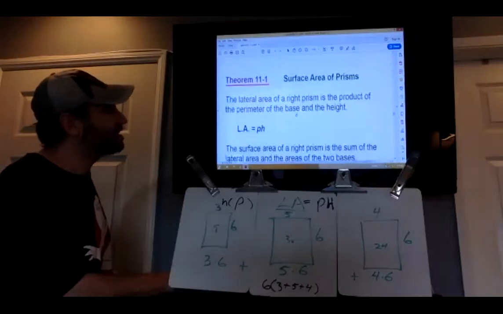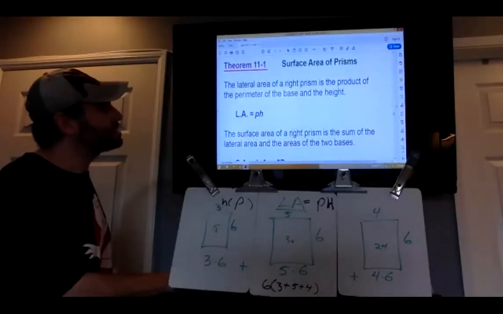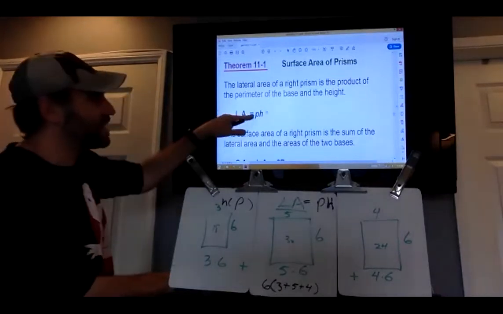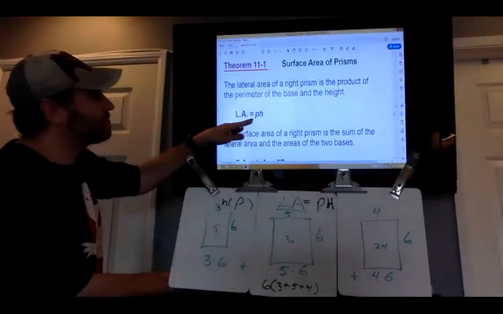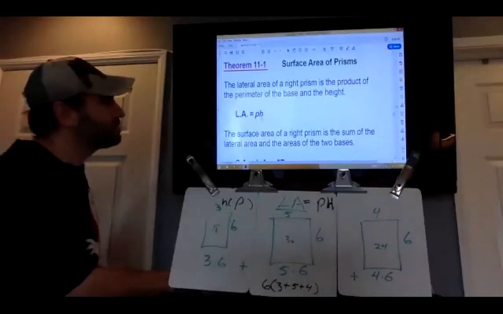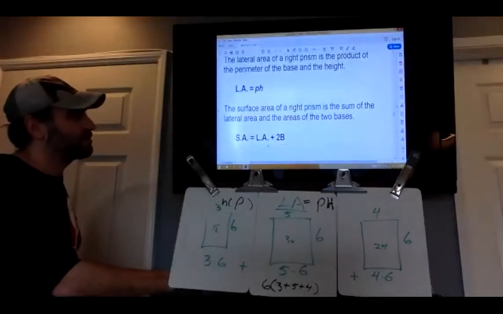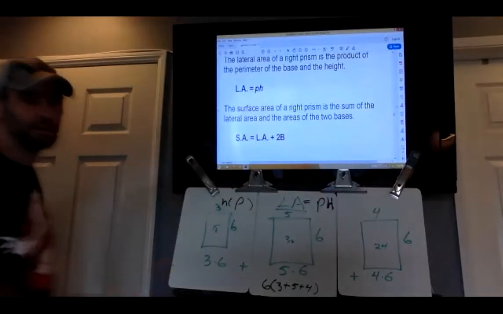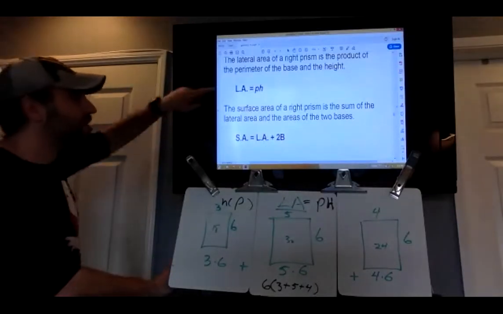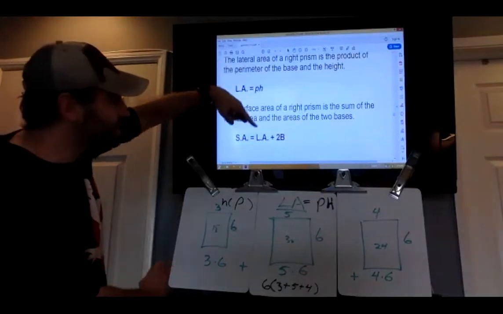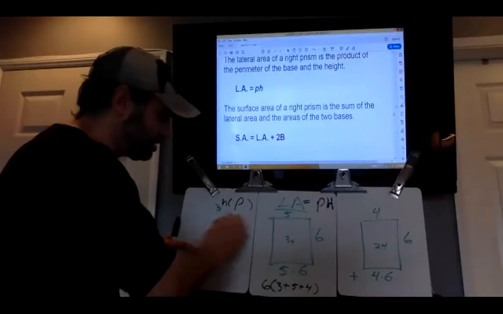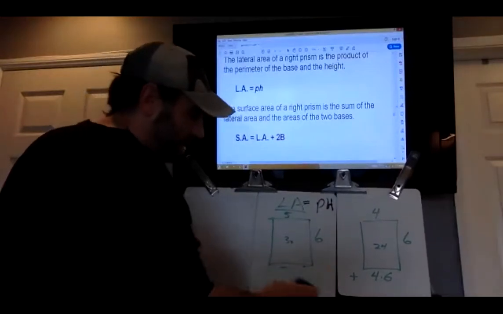Okay, so here you have it. The lateral area is equal to the perimeter of the base times the height of the prism. Again, this is from the textbook, so they use lowercase letters. And then the surface area is just the lateral area plus the two bases. Put them together. Go ahead and substitute this in for lateral area. And then you get your formula, which is what?